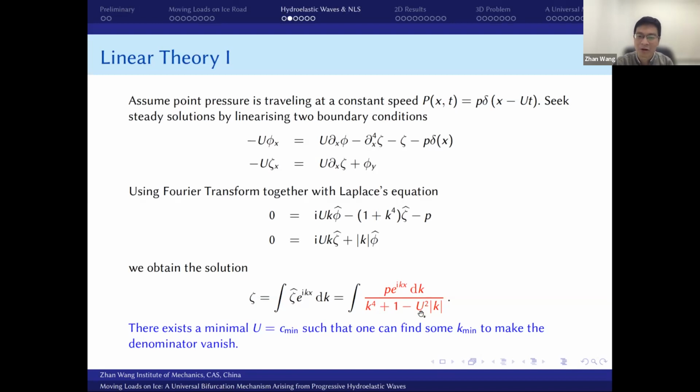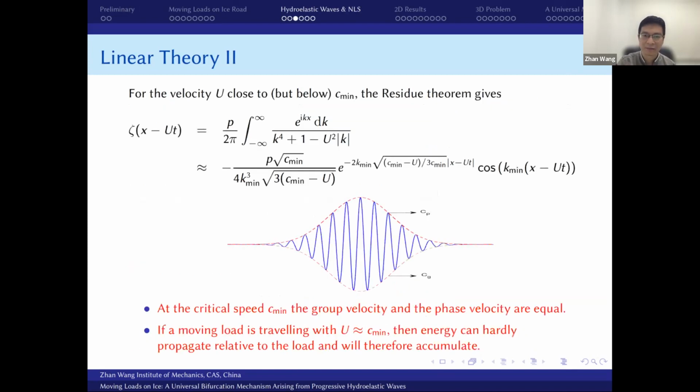If u is larger, the denominator could be 0 or negative. There must be a minimum u such that the denominator becomes 0 at some wave number k min. So the critical wave number is k min, and the critical wave speed is c min. Then if we take the speed slightly below this critical speed, very close to c min but slightly below, you can make sure the denominator is positive, and you can take the inverse Fourier transform. We use the residue theorem, and you end up with an explicit expression of the solution.